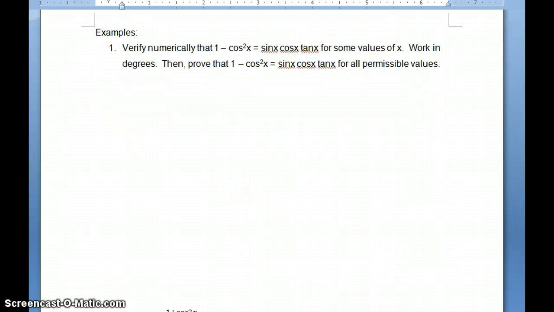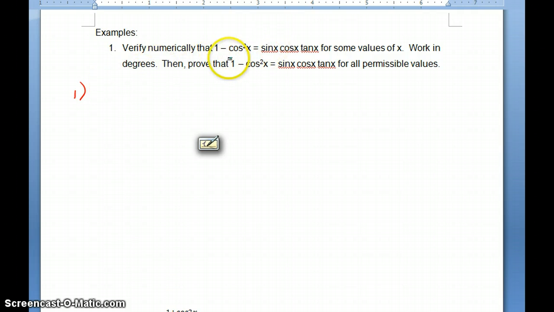Alright, so for our first example here, we need to first of all verify numerically that 1 minus cosine squared is equal to sine of x times cos of x times tan of x for some values of x. And here we need to work in degrees, and then we're going to take that exact same equation and actually prove it, okay? So first of all, let's just get some practice in. Let's find those non-permissible values here.